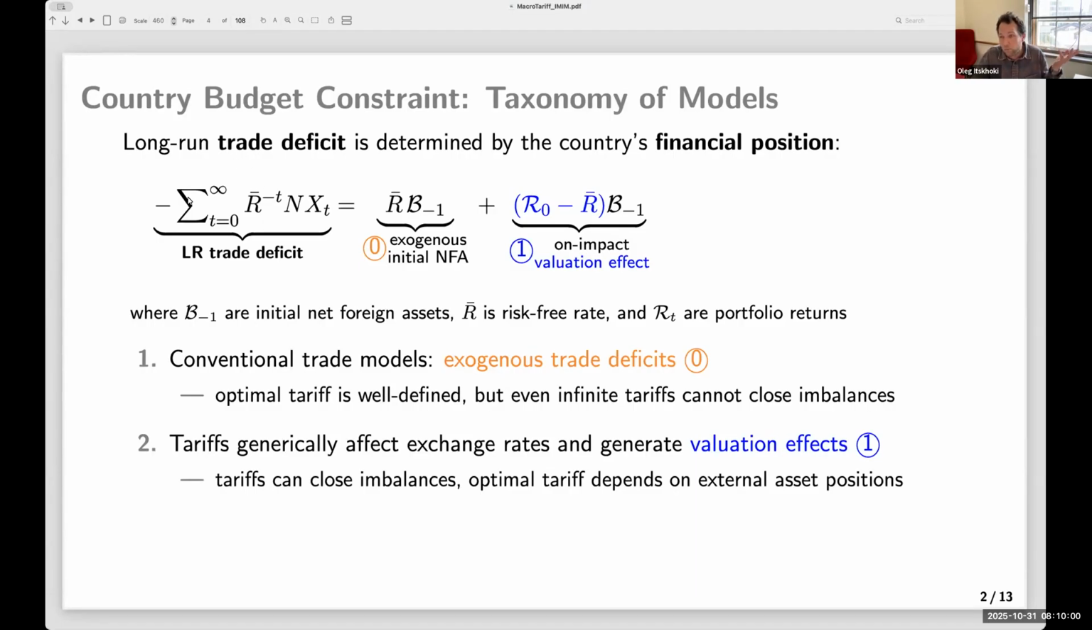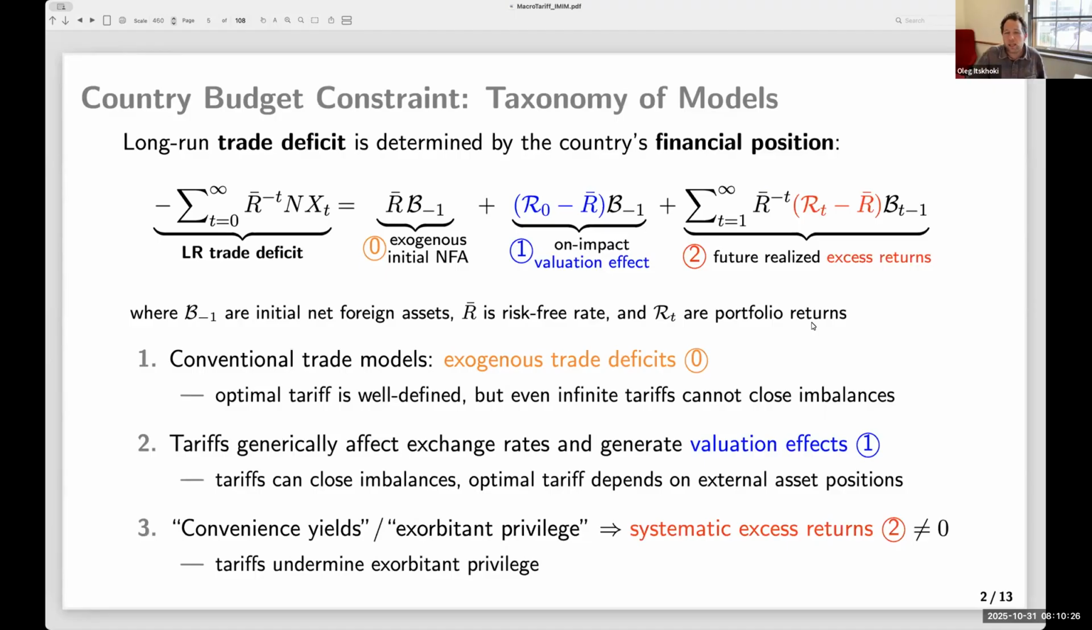And this should affect both your calculation of the optimal tariff, and the answer to the question whether you can close trade deficits. In particular, if you can induce a sufficiently negative valuation effect here, so that this goes down, then this thing also needs to go down. So you'll have lower trade deficits. And most models will actually have that as a possibility, and we're going to explore that.